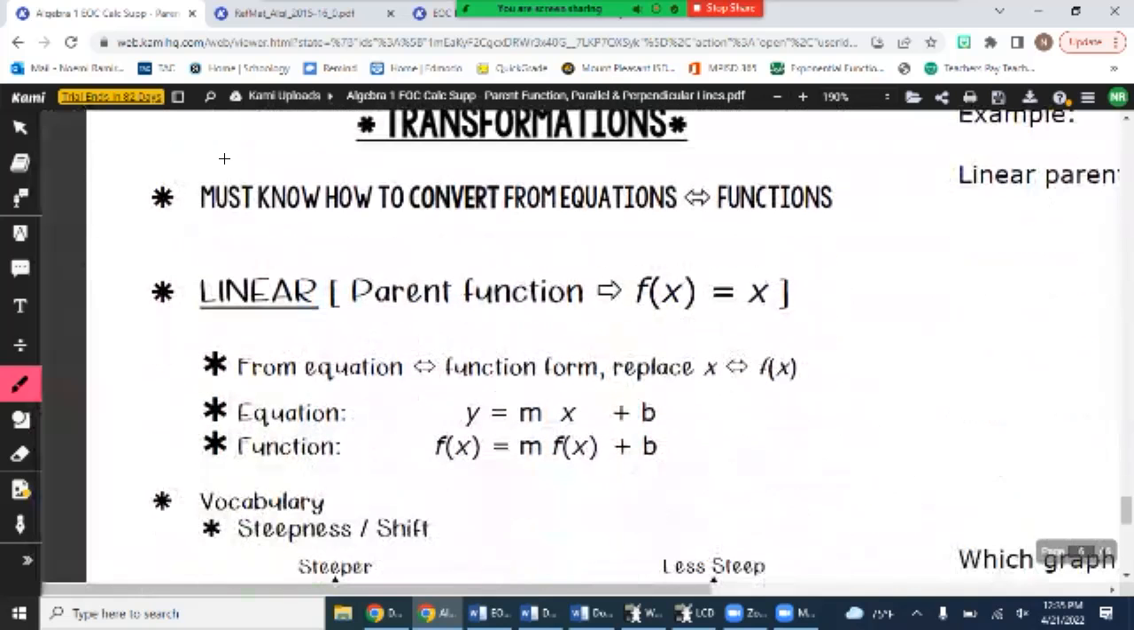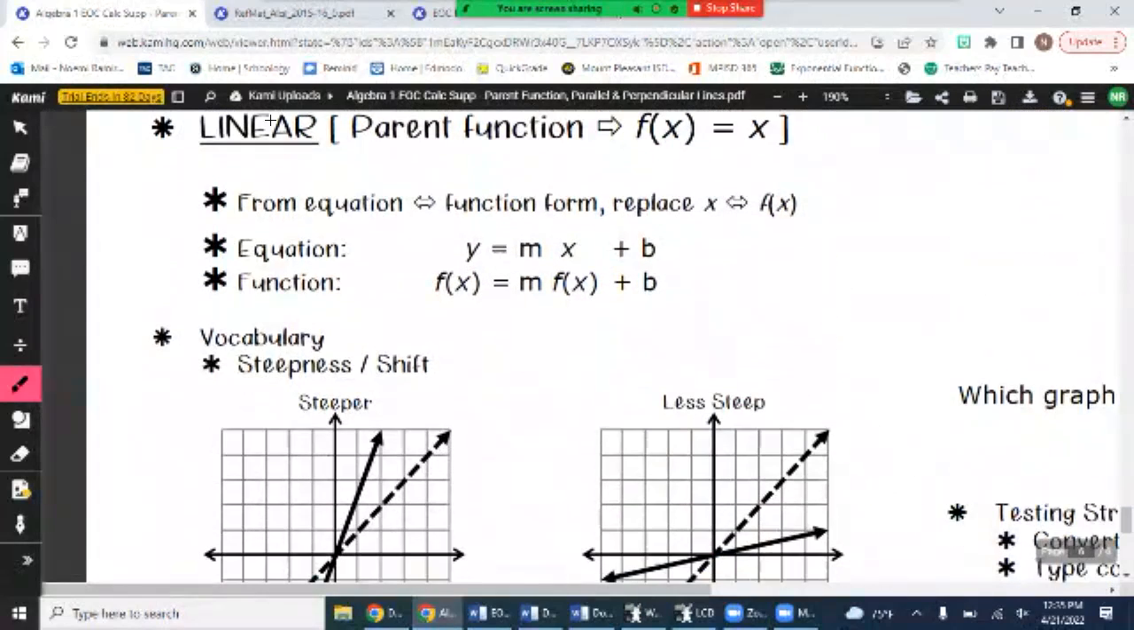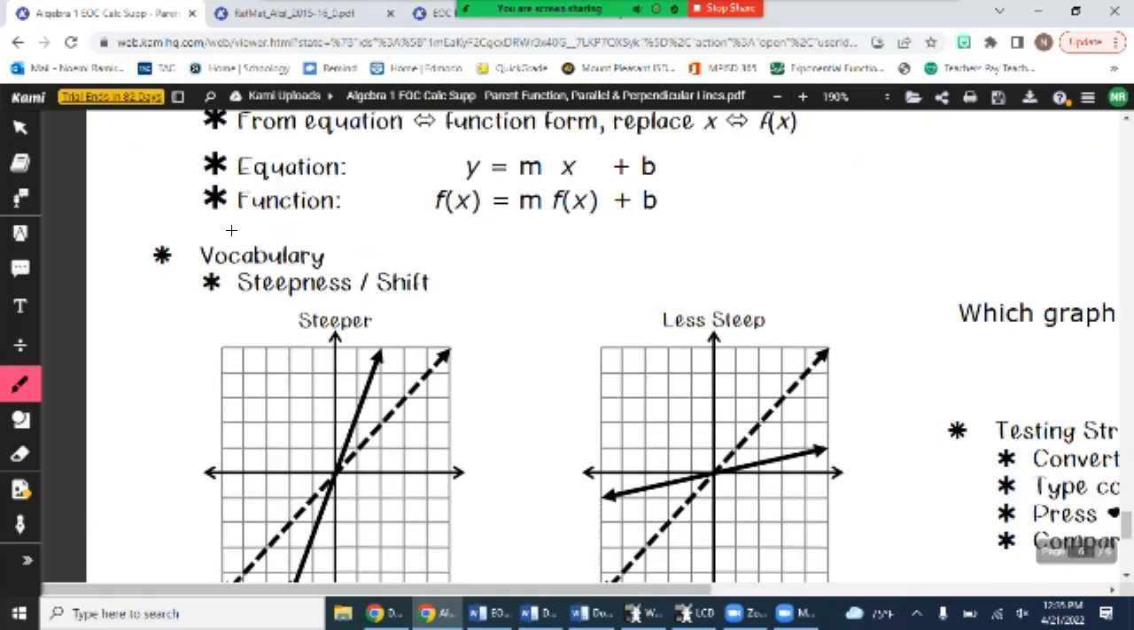Transformations are pretty difficult just because it's very difficult for some people to convert from equation to function form, or to convert from function form back to equation. But if it's a linear function, if you see a straight line on a graph, or if all of your answer choices are in y is equal to mx plus b, if you do not see an x squared, if you do not see an x as an exponent, we're talking about linear.